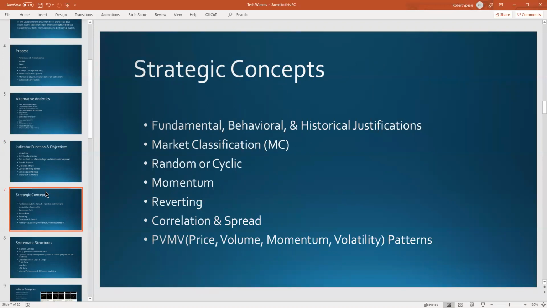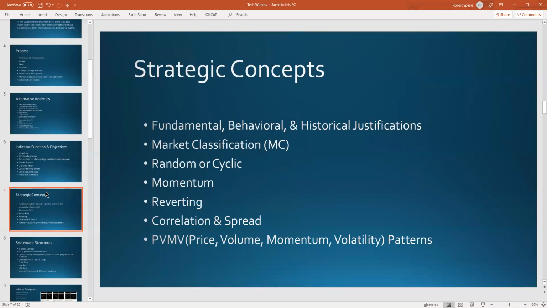Some of our strategic concepts really involve fundamental, behavioral and historical justifications. One thing that we found is that if a concept isn't justified by those things, QTFB, so it's quantitative, fundamental, behavioral and historical justifications, really one of those actually flips over and then becomes a risk factor, right? So you want every strategic concept to be justified fundamentally for that. And then obviously, again, market classification. We use this heavily within every system.